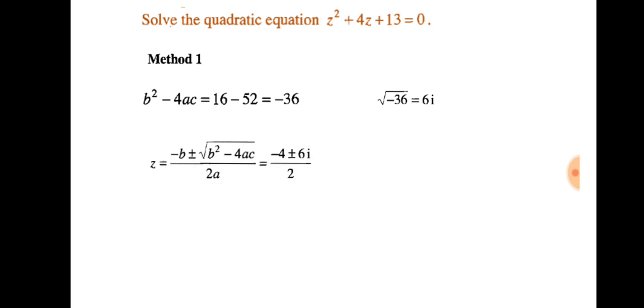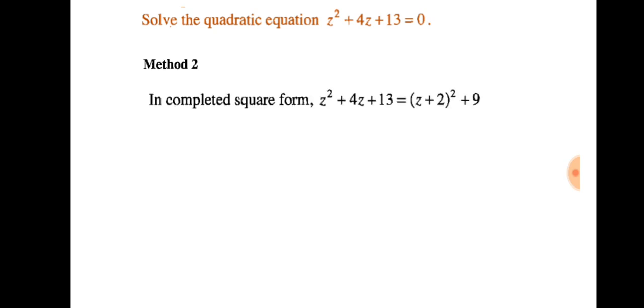So applying the quadratic formula to find the roots of the quadratic equation, z equal to minus b plus or minus square root of b square minus 4ac over 2a. If we apply the values, we get minus 4 plus or minus 6i over 2, and if we simplify, we can write it as minus 2 plus or minus 3i.